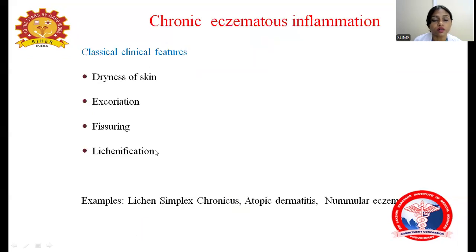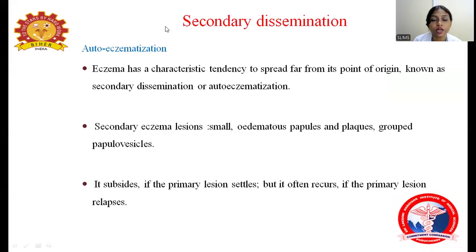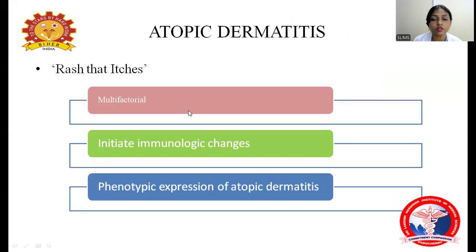And these are the clinical features of chronic eczema, where you can see lichenification, skin thickening, pigmentation, and prominent skin markings. And autoeczematization is a very important thing which can occur in eczemas, where, as I told you, there will be papules away from the site of the lesion, and it will resolve once the primary lesion is treated.